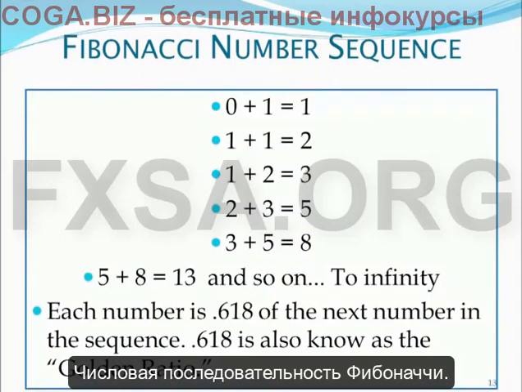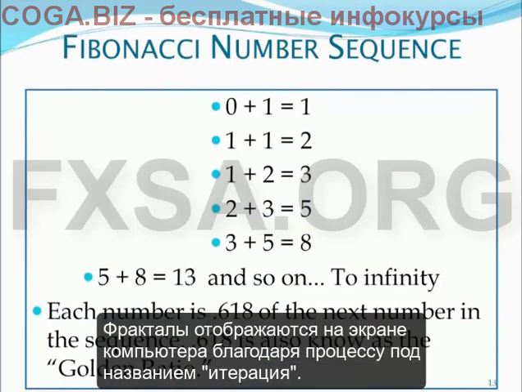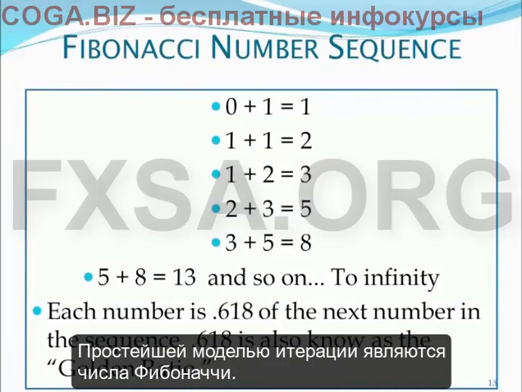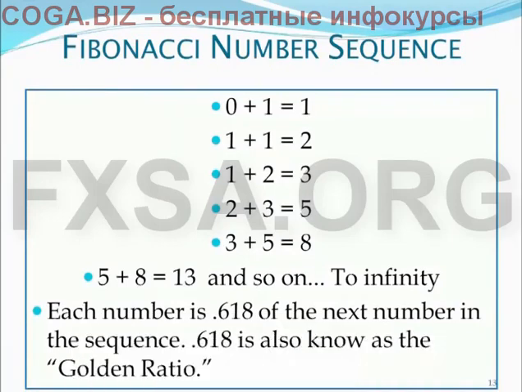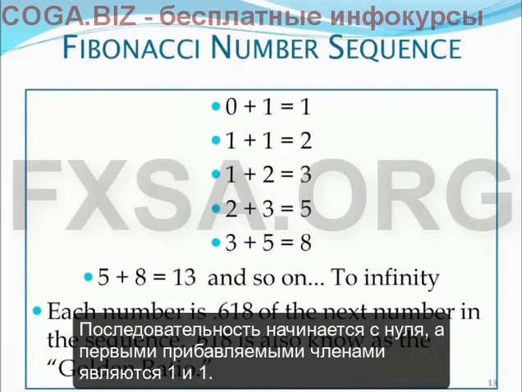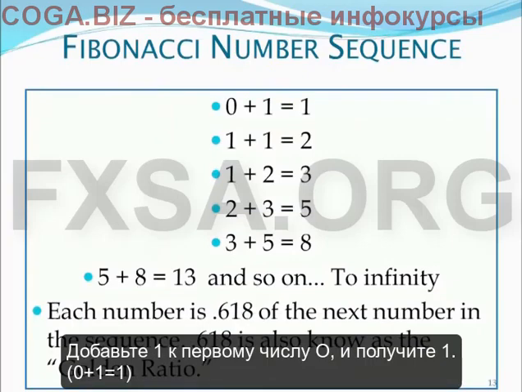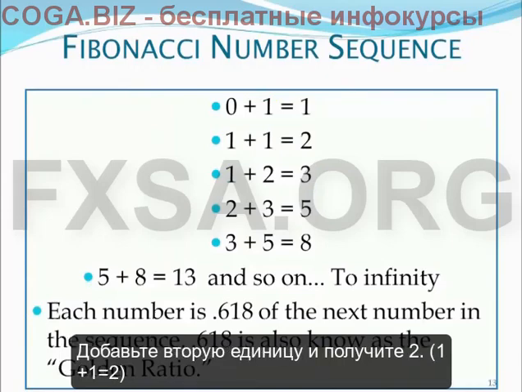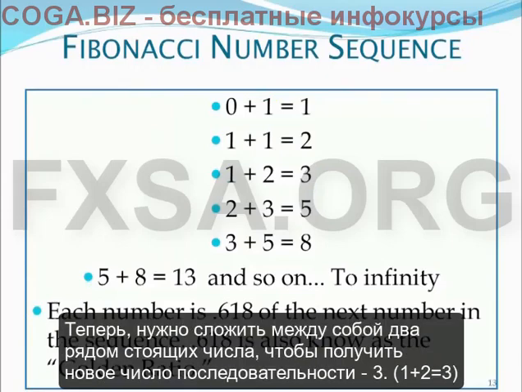Fibonacci number sequence. Fractals are produced on computer screens by using a process called iteration. The simplest model of iteration is the Fibonacci numbers. The sequence starts with 0, and the two terms to be added are 1 and 1. Add 1 to the starting 0, and the answer is 1. Add the second 1, and the answer is 2. From that point, the immediately preceding two numbers are added together to get the next number in the sequence, which is 3.